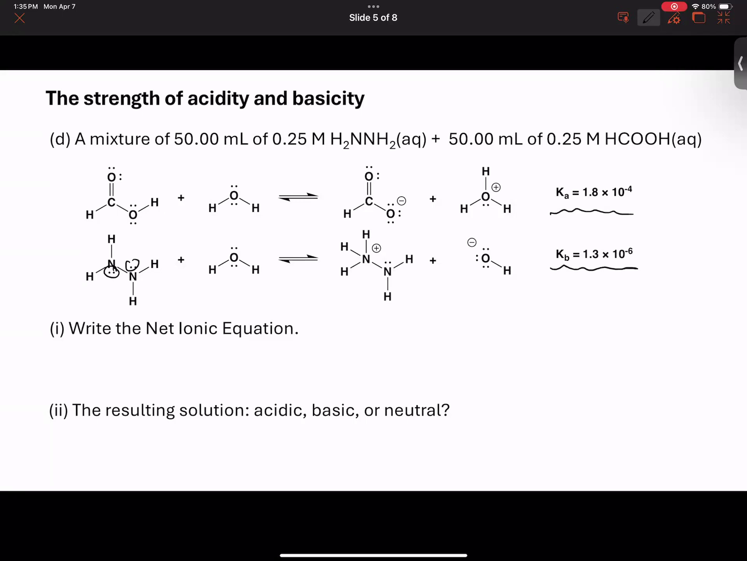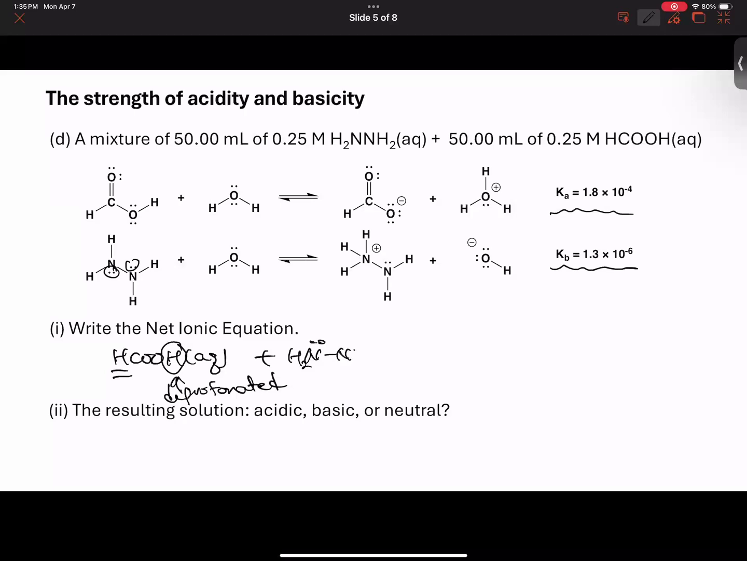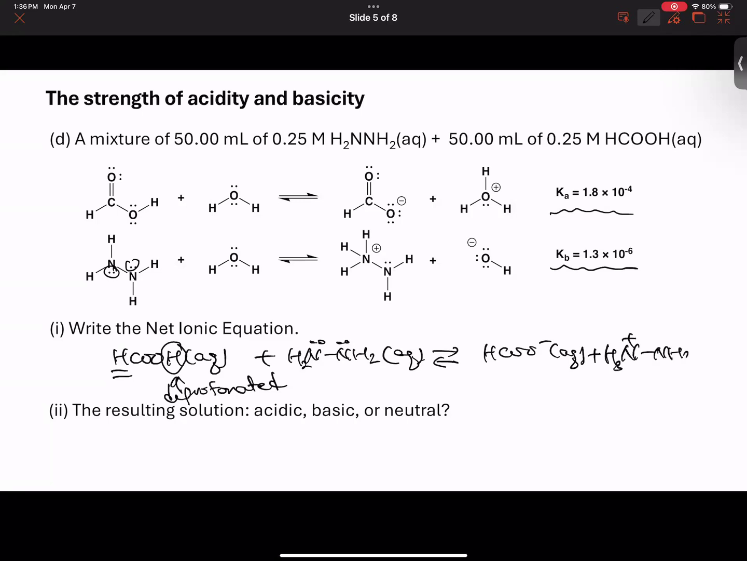And let's write the acid-base reaction. This methanoic acid is the acid. It will be giving out a proton. This hydrogen is deprotonated. It will be given to the weak base, hydrazine. Only a very small portion will be deprotonated because both of them are weak acid and weak base. And it will be forming formate ion, methanoate ion, plus the conjugate acid of hydrazine. Now, is the resulting solution acidic, basic, or neutral?